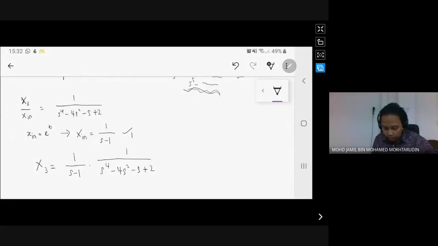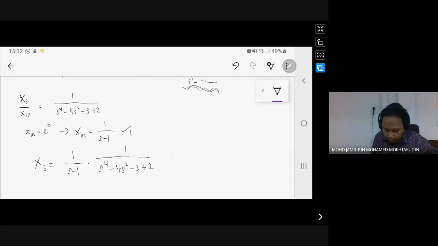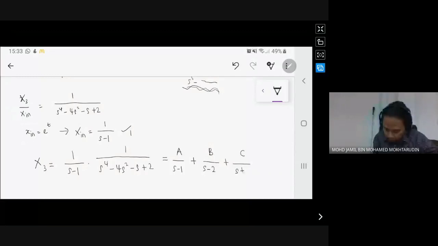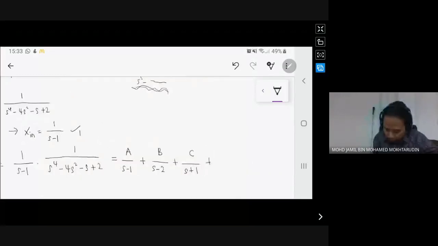Okay, and then you factorize. So factorize, and then write in terms of A, B, C, which means you are trying to find the values for partial fraction. So A over S minus 1 plus, so here you get, S minus 2 plus CS plus 1, and then you get the remaining values.